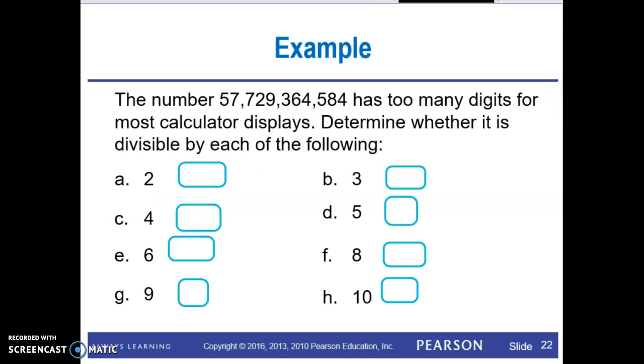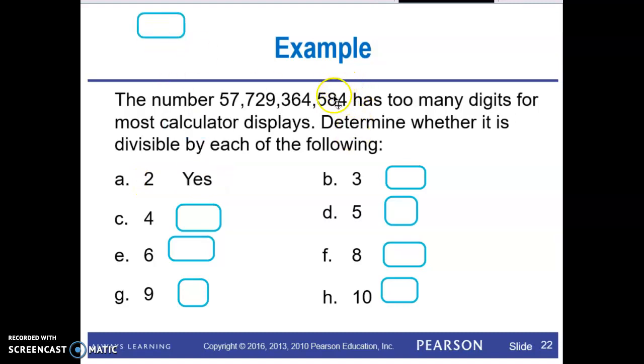Okay, last, I told you guys I would tell you what this would look like on a test. So for a test question, I might have a very long number like this, and I would say determine if it is divisible by each of the following, and I would also ask you to give me a reason. Okay, so let's do that. Let's look at this number. Is this number divisible by 2?